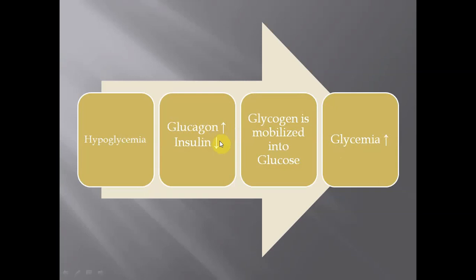Now, in the end, I can say that glucagon and insulin are antagonistic hormones because they function oppositely. Insulin is a hypoglycemic hormone because it decreases glycemia. However, glucagon is a hyperglycemic hormone because it increases glycemia.